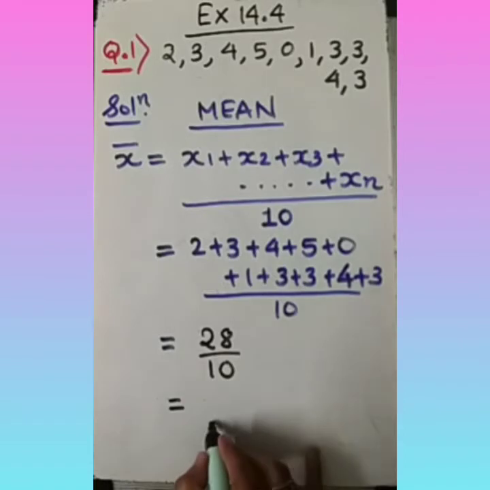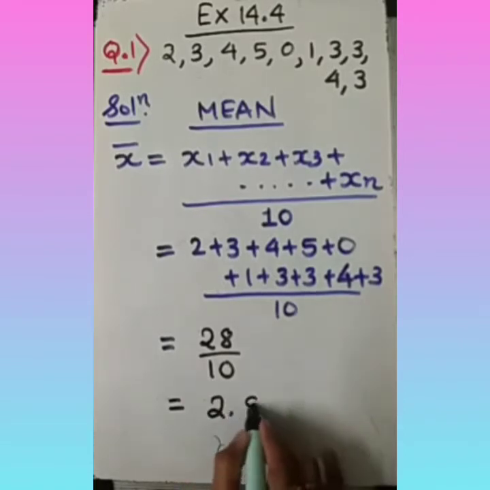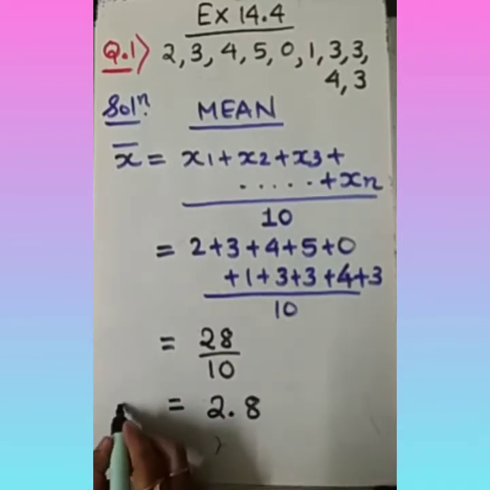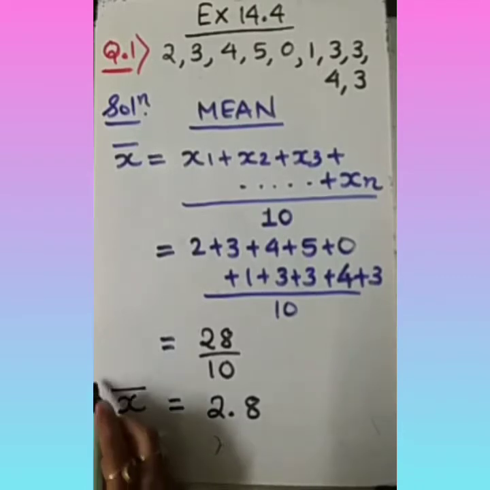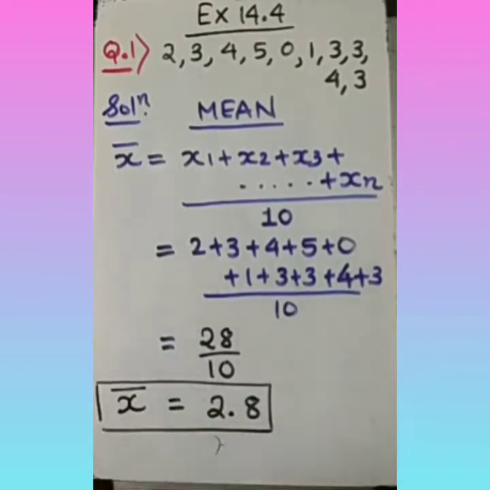So finally I should say the mean will be in decimal. We need to mention that is x bar. X bar is called the mean of the given observations, that is 2.8. This is our first required result, to find the mean of any observation.